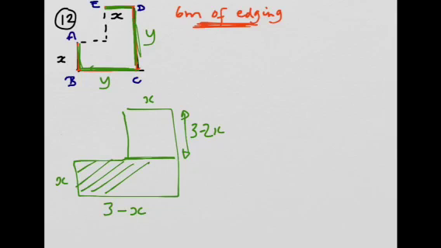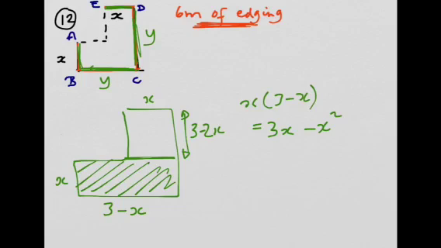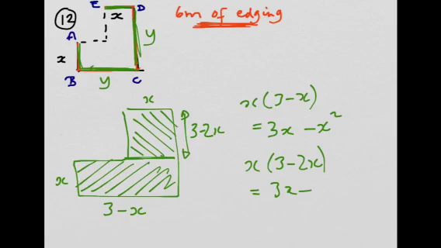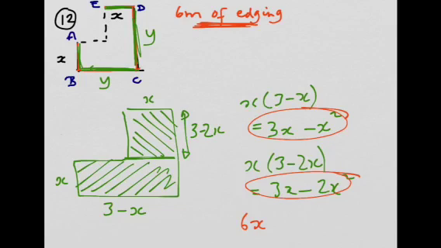Now the area of the bottom rectangle is x times 3 minus x, which is 3x minus x squared, and the area of the top rectangle is x times 3 minus 2x, which is 3x minus 2x squared. So the total area is these 2 answers added together. And 3x add 3x is 6x, and minus x squared minus 2x squared is minus 3x squared. So that's how you work out part B.